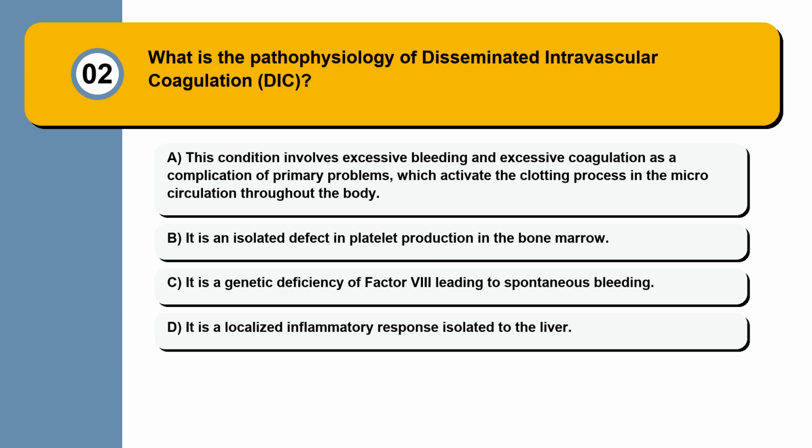Question 2. What is the pathophysiology of disseminated intravascular coagulation, DIC? This condition involves excessive bleeding and excessive coagulation as a complication of primary problems, which activate the clotting process in the microcirculation throughout the body. It is an isolated defect in platelet production in the bone marrow. It is a genetic deficiency of factor VIII leading to spontaneous bleeding. It is a localized inflammatory response isolated to the liver.